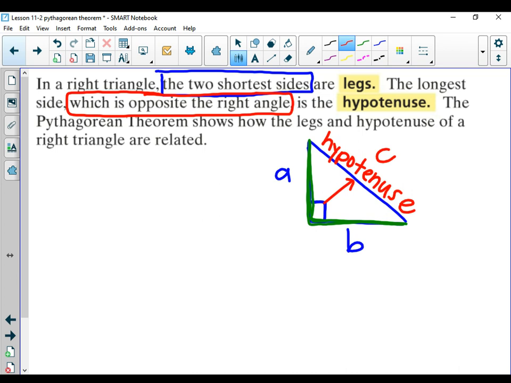So we have leg A, we have leg B, and we have hypotenuse C. He found out that they're related to each other. How are they related? Well, if you take A squared and you add B squared, you get C squared. That's how they are related to each other. So, don't panic.